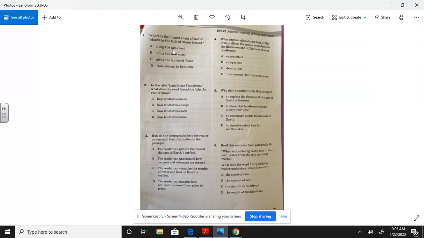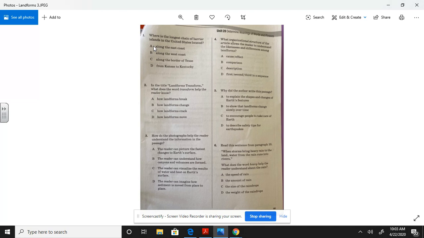Oh, right there, letter A, I see East Coast. But let's read the rest to be sure. Along the West Coast? No, cross it out. Along the border of Texas? Nope, it said Florida. Cross it out. From Kansas to Kentucky? Nope, because we know it said on the coast near water. Cross it out. A is the best answer.